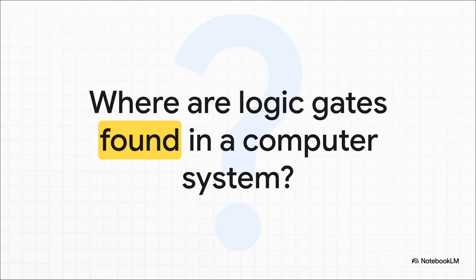So we've seen how these little gates work and how they combine. But I want to leave you with a bigger question to think about. We know that these gates are the tiny building blocks inside a computer processor, but what are they actually doing? Where are they inside that machine doing all this work to let you watch this, play games, or do your homework? It's something worth thinking about.